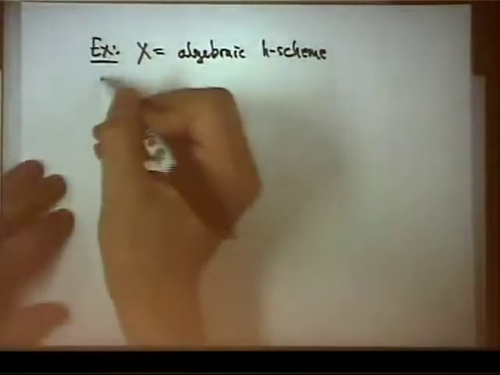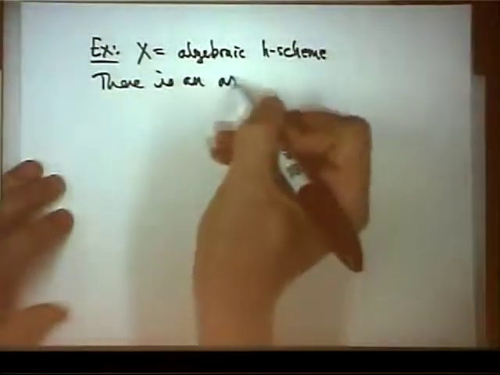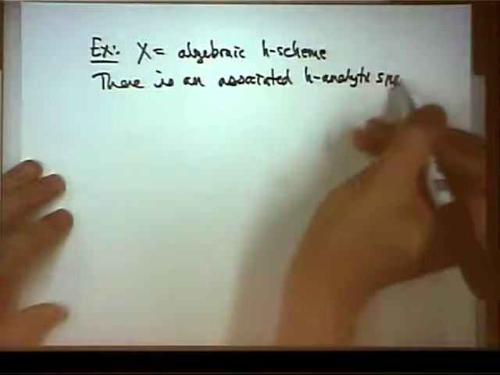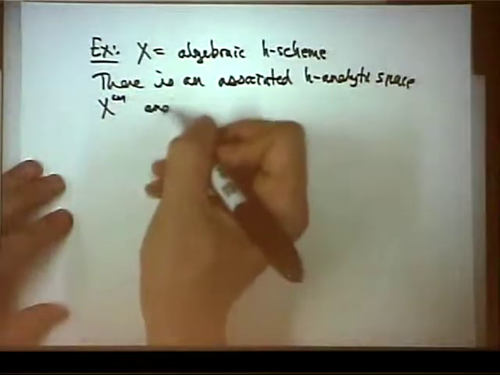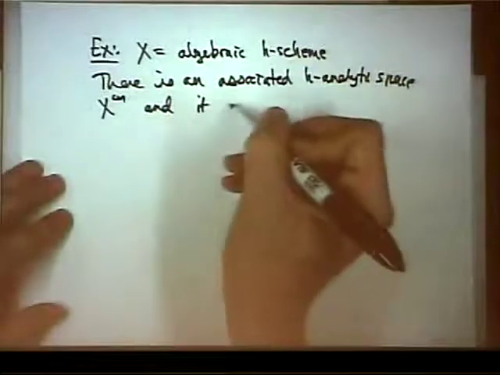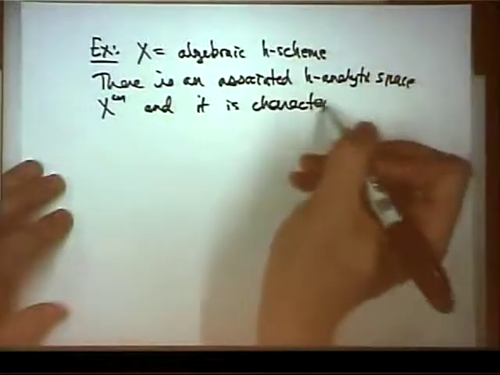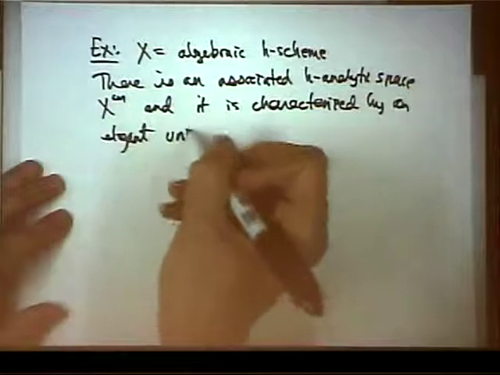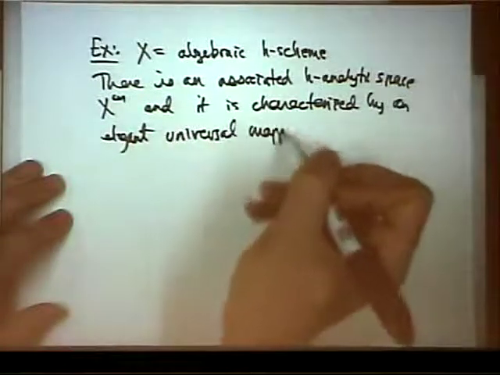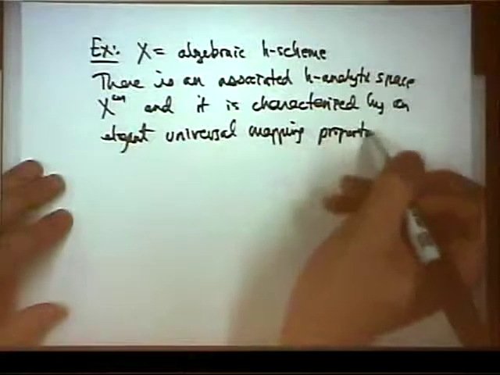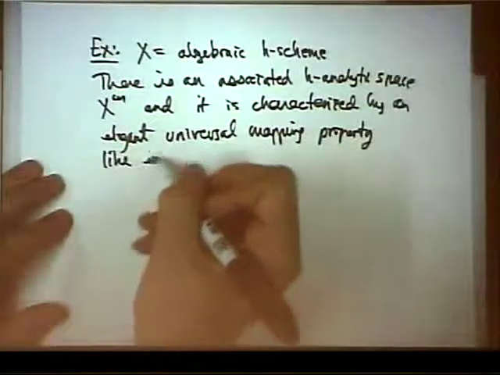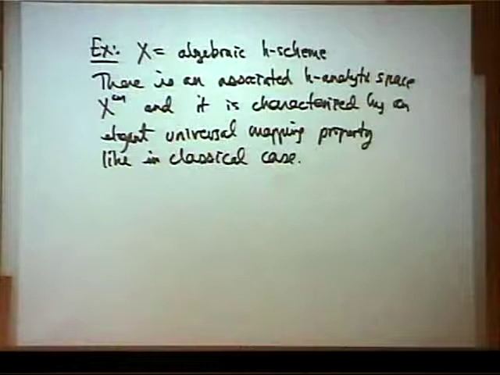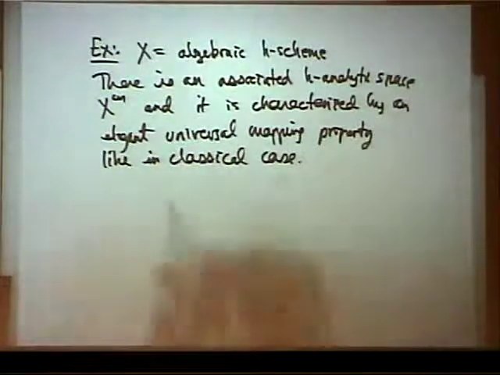And let me just say that there is an associated Berkovich space, X analytic. And let me just say it is characterized by an elegant universal mapping property. Very similar, I mean, this is described in Berkovich's IHES paper, but in universal mapping property, much like in the classical case. But let me not formulate it just yet, or not at all in this lecture. Okay, it's discussed in the notes. Actually, maybe it's not discussed in the notes. Anyway, it's discussed in Berkovich's paper.